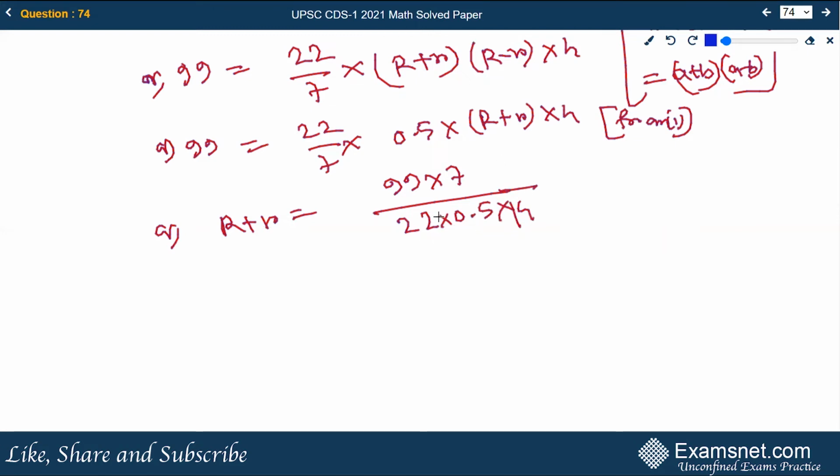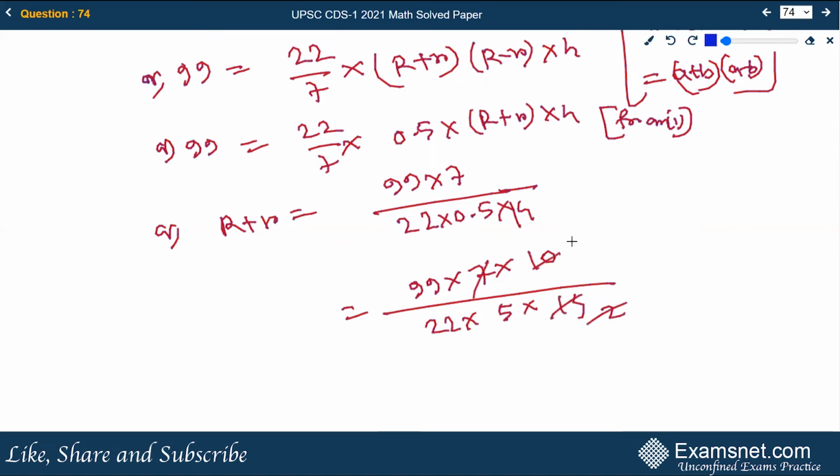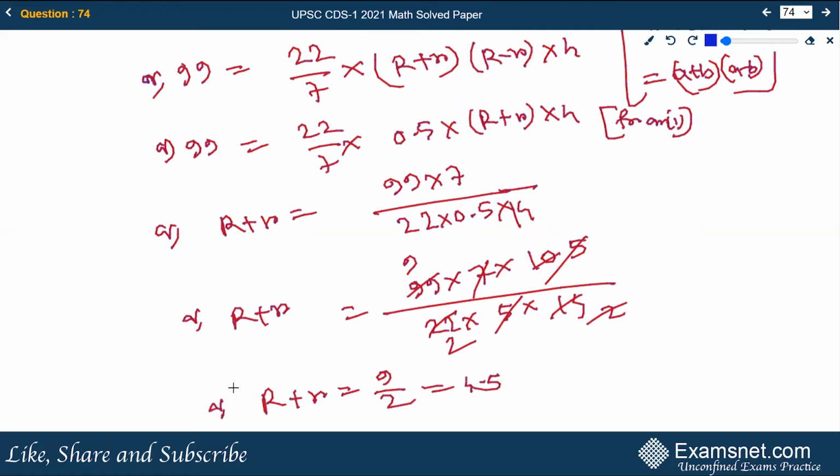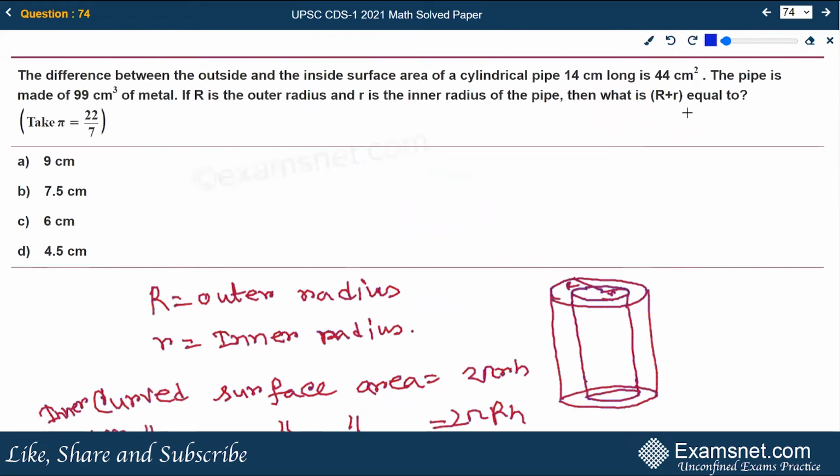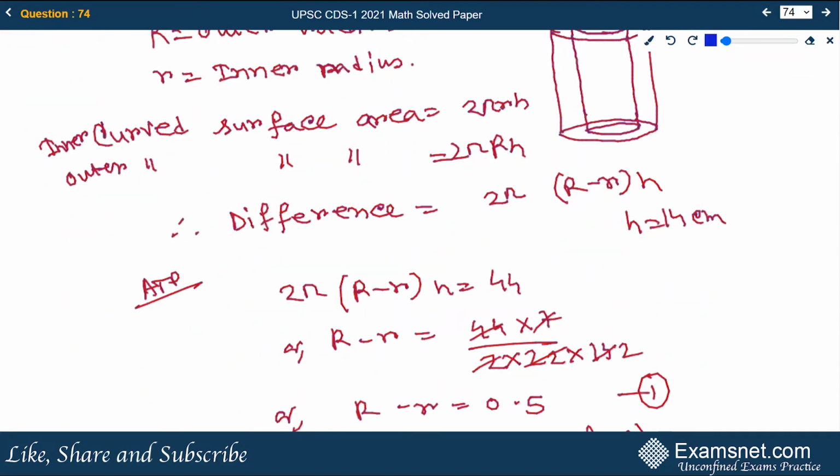Now, if I do the calculation, I get R plus r equal to 9 by 2, which is 4.5 centimeter. So here what is R plus r equal to? Option D is the correct answer, 4.5 centimeter.